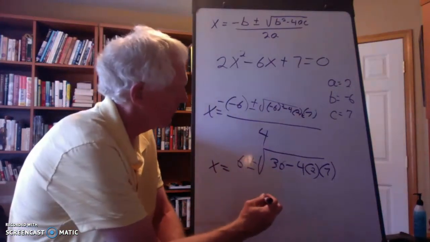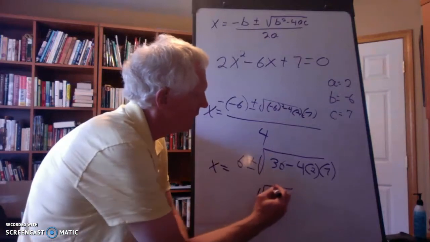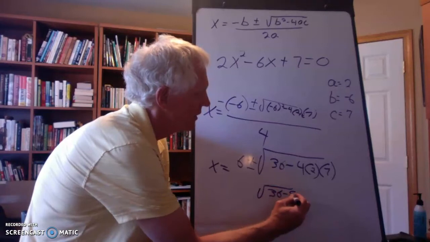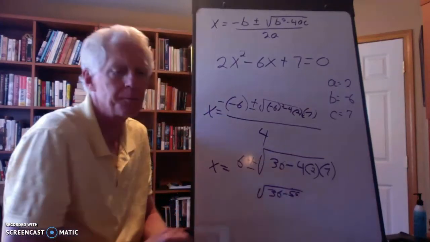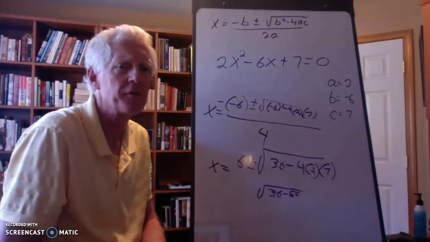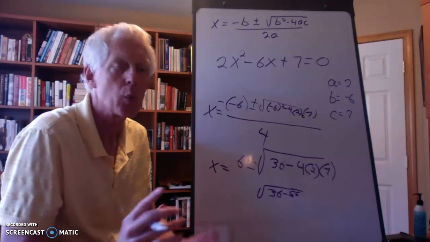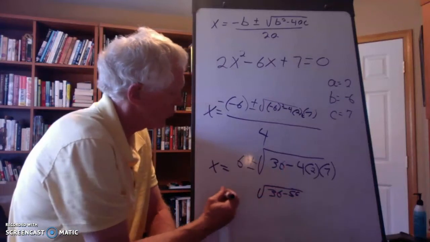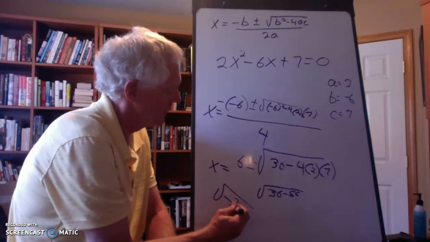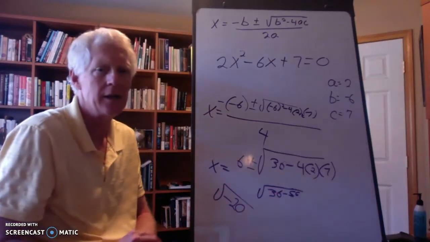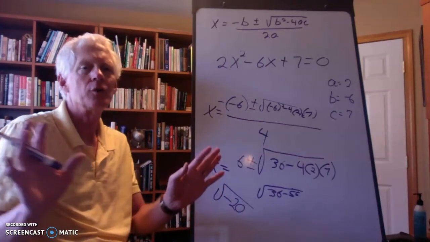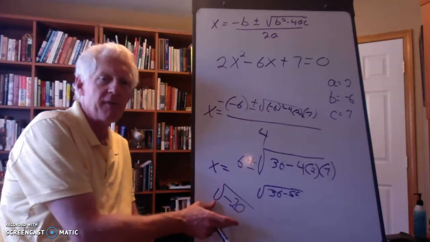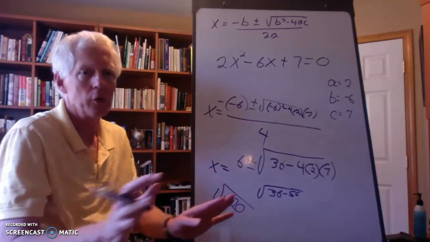So that simplifies to the square root of 36 minus 56. What is 36 minus 56? It's negative 20. So the discriminant is the square root of negative 20. No solution, we're done. There's no square root of a negative number. If you find this, you don't need to go any further.